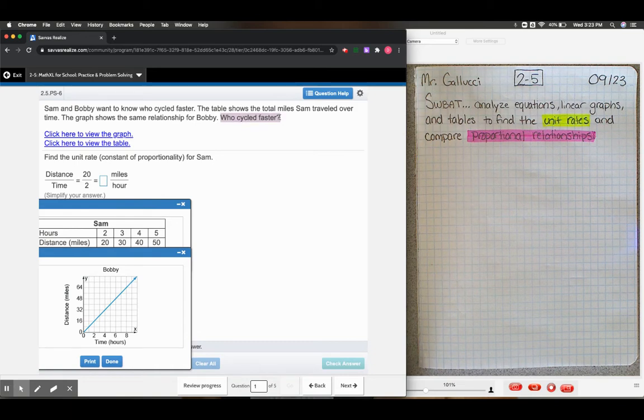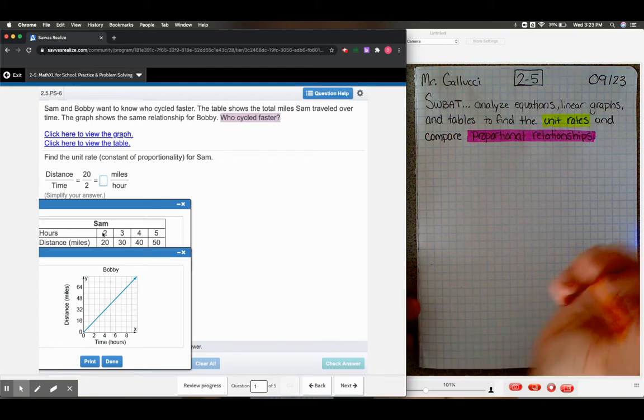Okay. So in order to do this, what we're going to need to remember is how to find the unit rate, which we call the constant of proportionality for Sam. Okay. So I'm going to write, they give us a little bit of a setup here for Sam. 20 miles is the distance, 2 hours is the time, and it looks like they're getting that right from here.